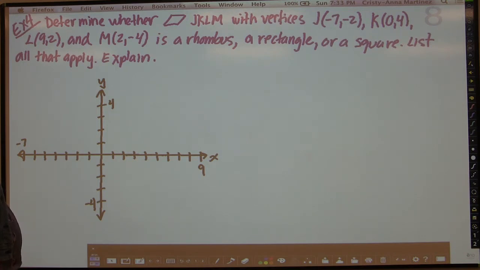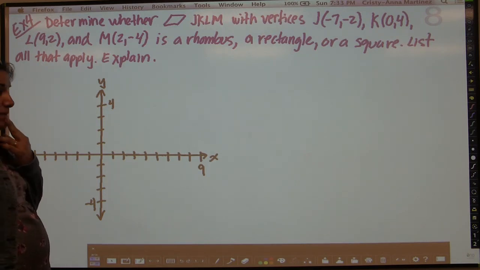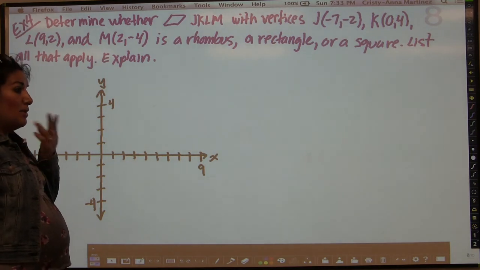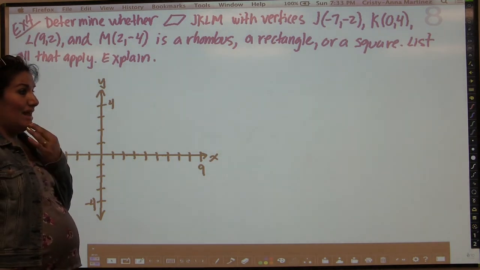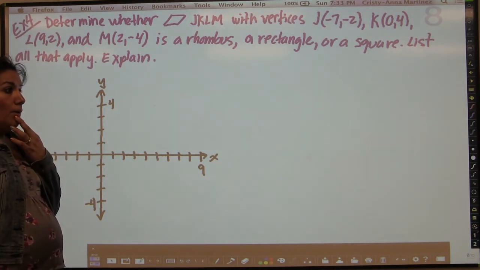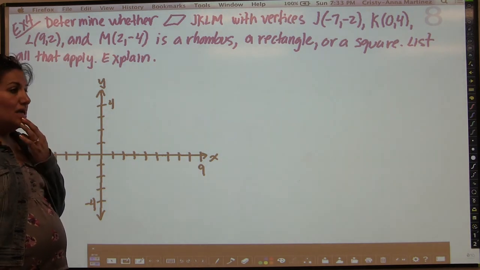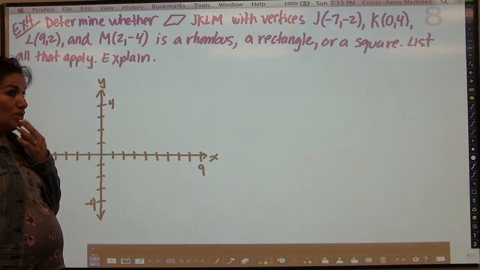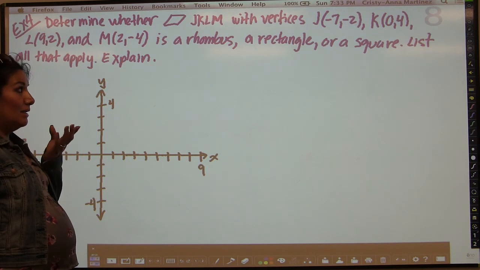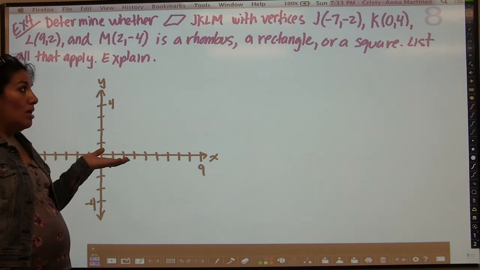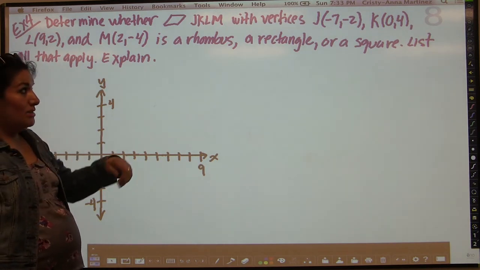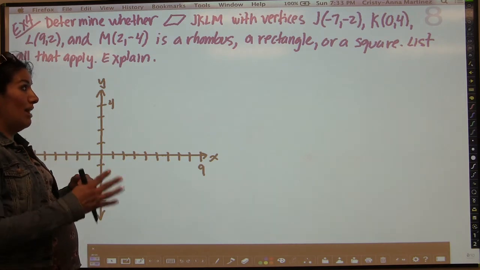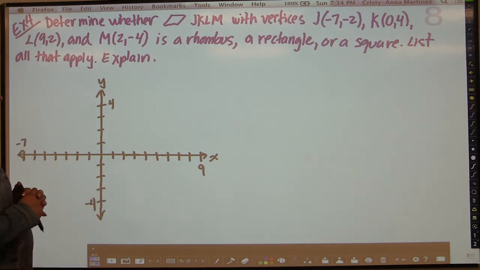And sometimes you can be more than one thing. For example, a square can technically be considered a rectangle, because the only definition for a rectangle is that it has to have 4 right angles, which a square has, and it has to have opposite sides congruent, which a square has. So technically a square could be considered a rectangle, but a rectangle can't be considered a square. See, so there are ways that you can kind of overlap. So it says to list all that apply and explain.